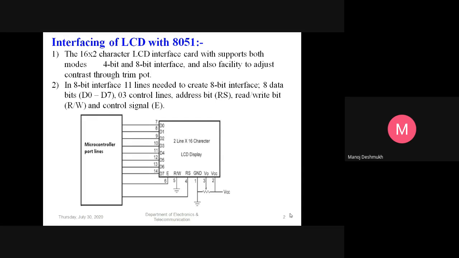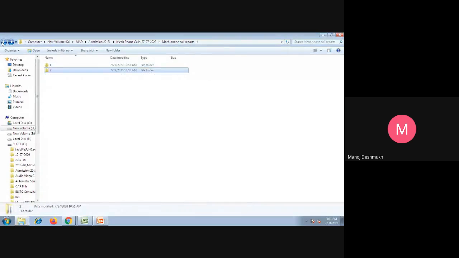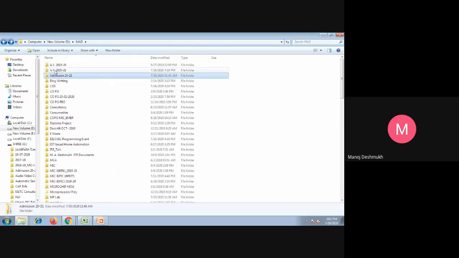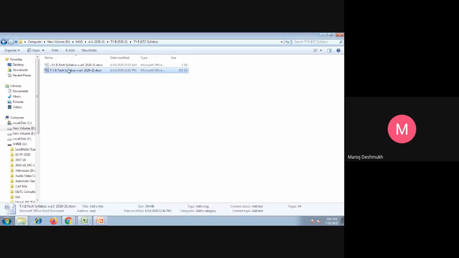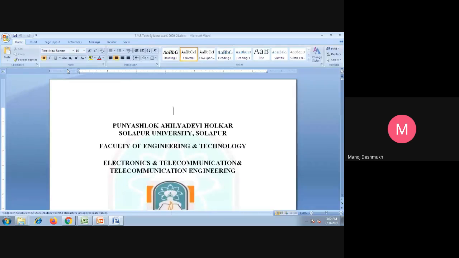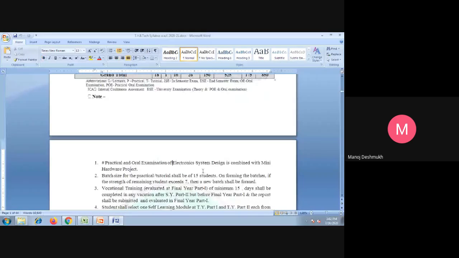So we will start with the next topic, unit number 4, Programming. And for that, syllabus. If you have the syllabus, then you write it yourself. Otherwise, I will display it here.